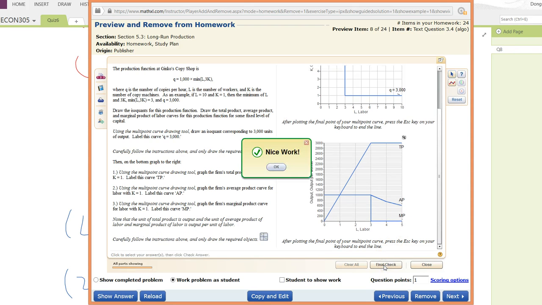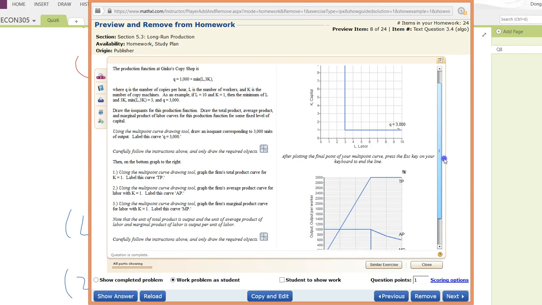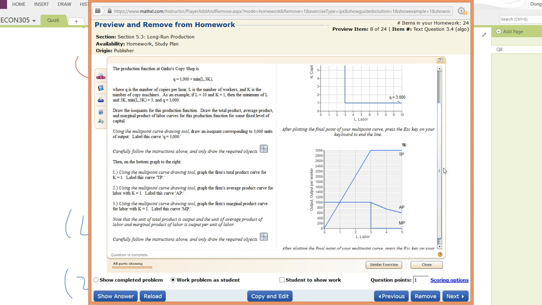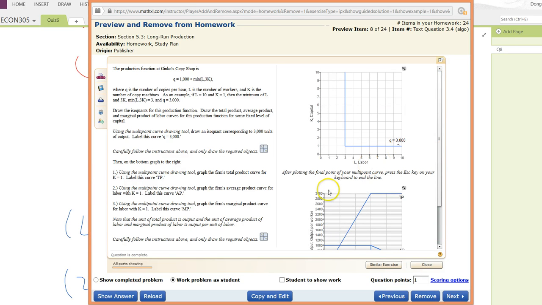So check answer. Nice work. So this question is probably a little bit complex, but as long as we follow the functions and the definitions of the total product curve, marginal product curve, and average product curve, and are careful with each portion of the curve, I guess we should be fine. And that's it for this recording.